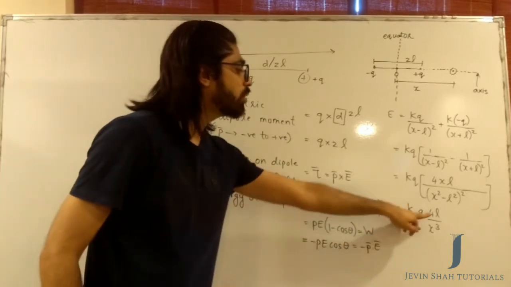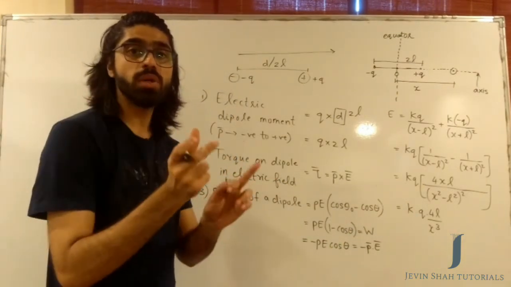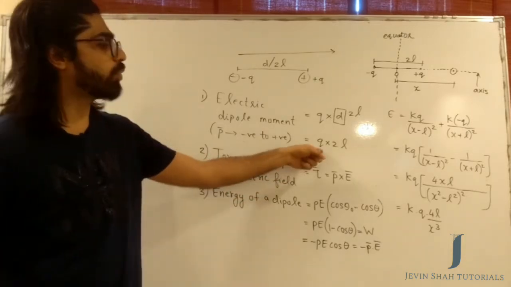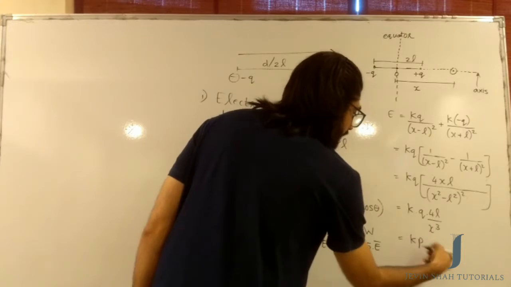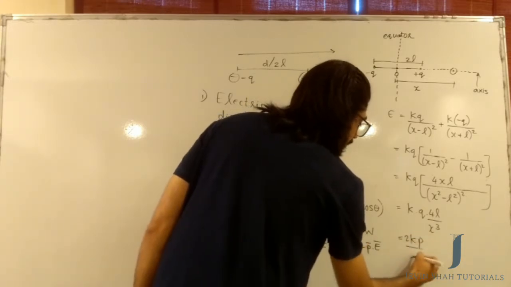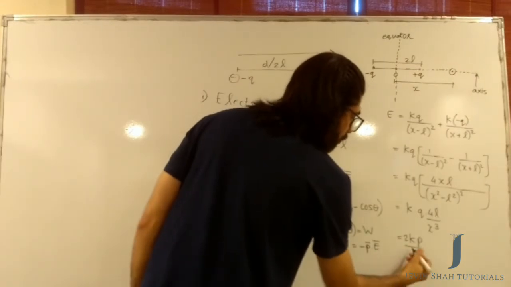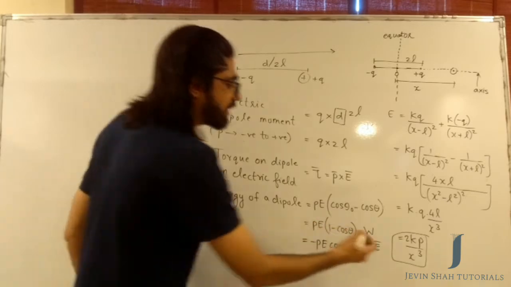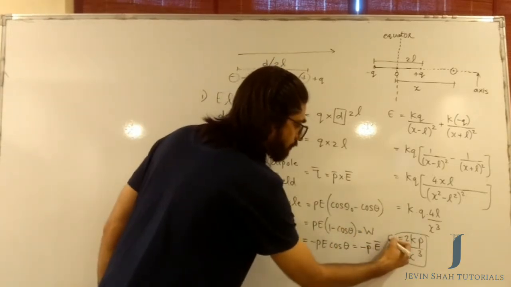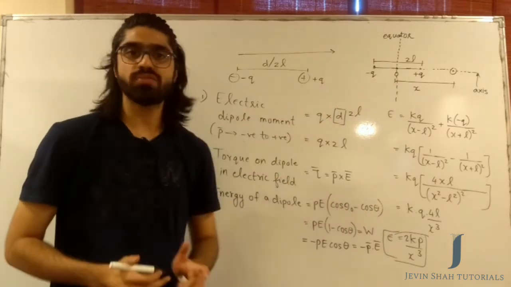Now keep in mind, q into 4L is actually q into 2L into 2, but q into 2L is again the electric dipole moment. So we write this as k into p into 2, that is 2kp by x cube. So that is the formula for electric field intensity E at a point which is there on the axis of the dipole.